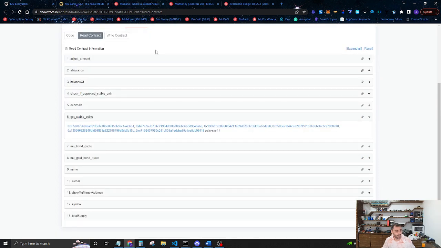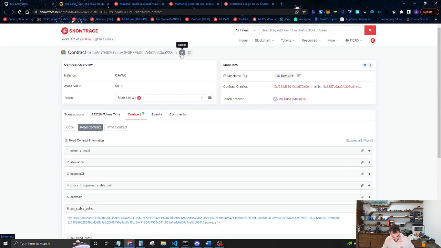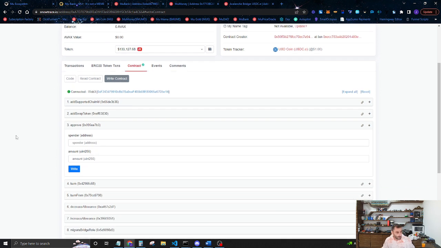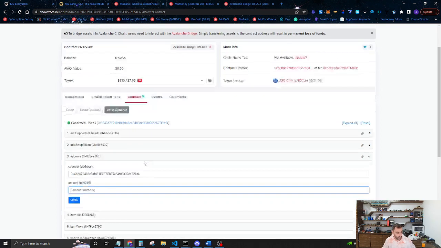Again, like I said, we'll be building a front end for this so that it's so much easier for you to do. In the meantime, if you want to use the Mu Bank, you're going to have to interact directly with the smart contract, just like this. The first thing we're going to do is approve the Mu Bank address to spend a certain amount of our USDC coin.